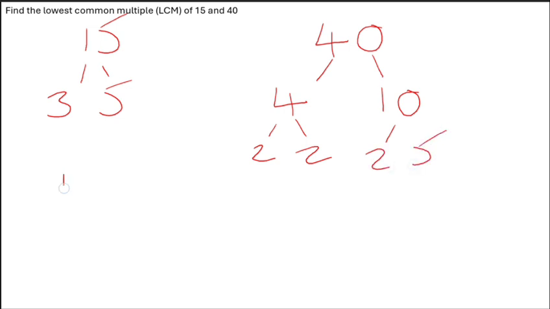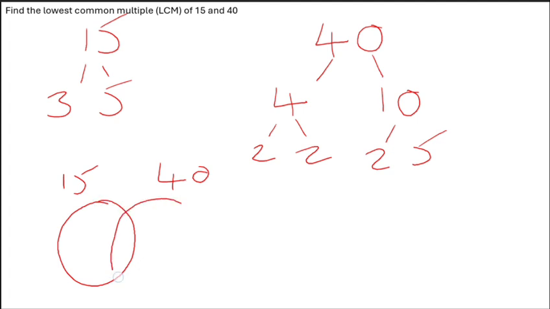Again, I'm going to draw my Venn diagram. So I've got 15 over here, 40 over there, one circle, and a second circle which overlaps. That is a horrendous circle, but it doesn't matter. Let's have a look at which ones we've got the same. Well, we've got a 5 and a 5, so my 5 is going to go into the middle.